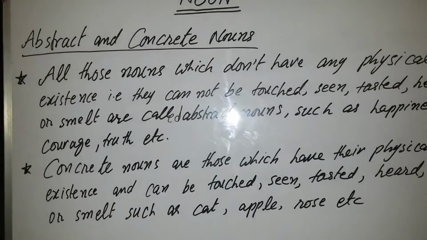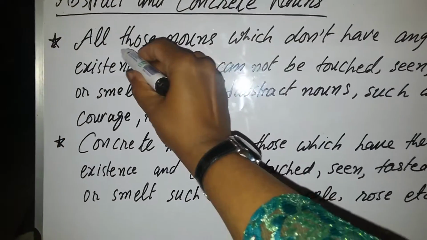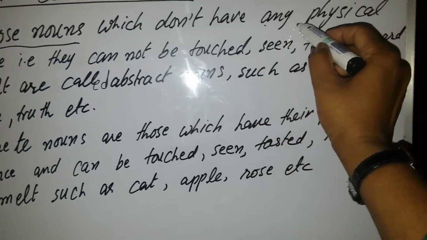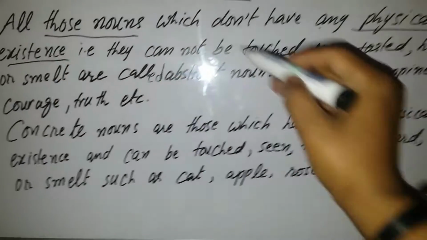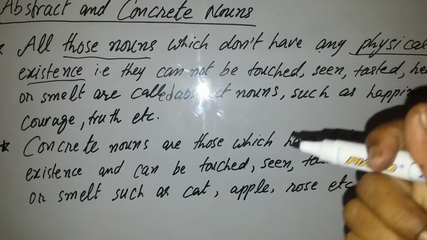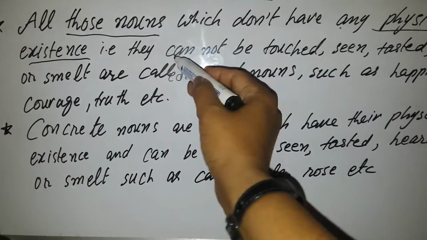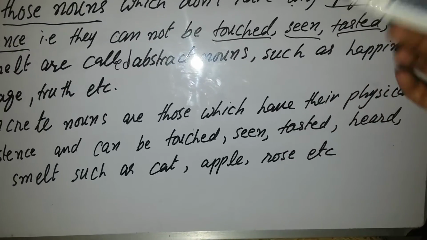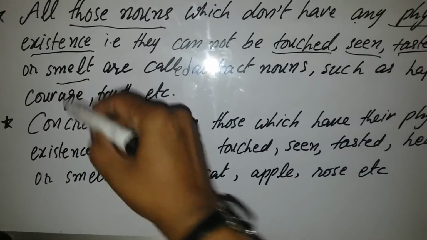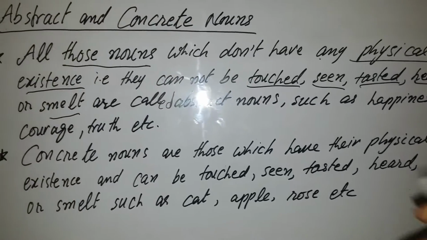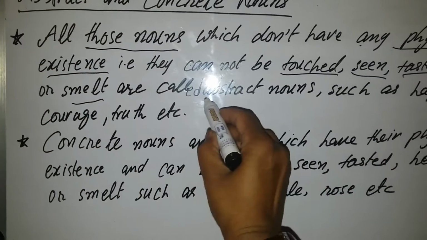What is the definition? All those nouns which don't have any physical existence. We cannot find those nouns in a physical form. It means they cannot be touched. We cannot touch them, we cannot see them, we cannot taste them, we cannot hear them, we cannot smell them. So all these types of nouns will be called abstract nouns.